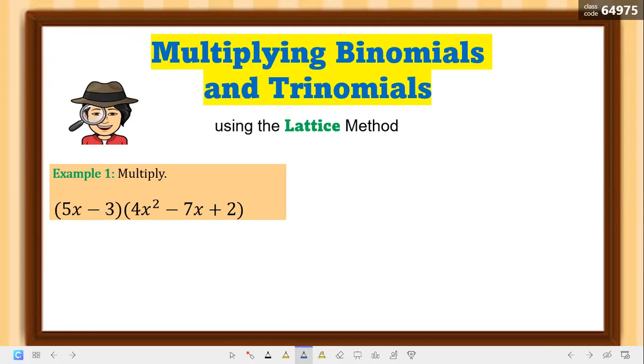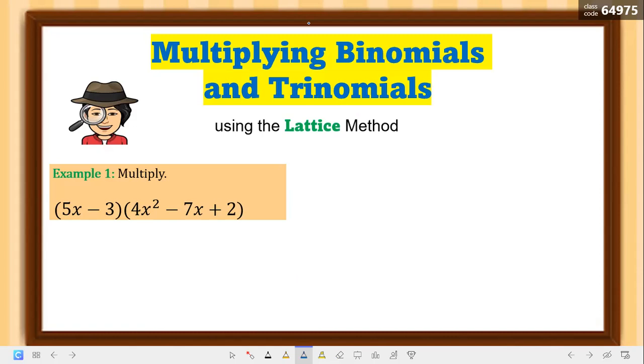If you're going to observe, using the lattice method, ang tanong ko dito, bakit hindi pwedeng i-apply yung FOIL method dito sa given natin, sa number 1? Only lattice method can be applied. What do you observe? Trinomial po. Again? Trinomial na po. Okay, very good answer.